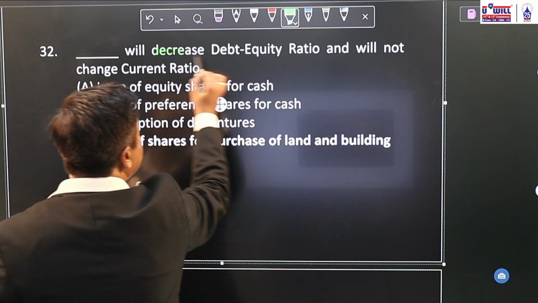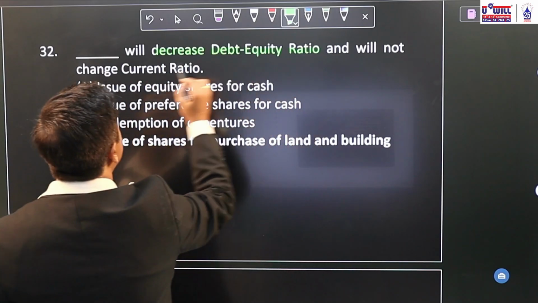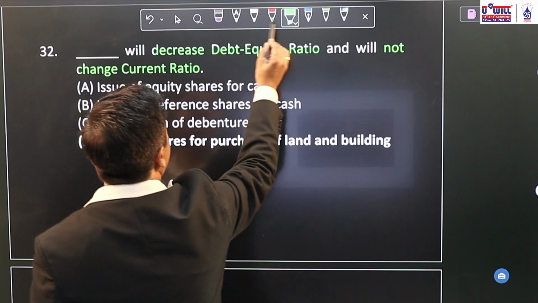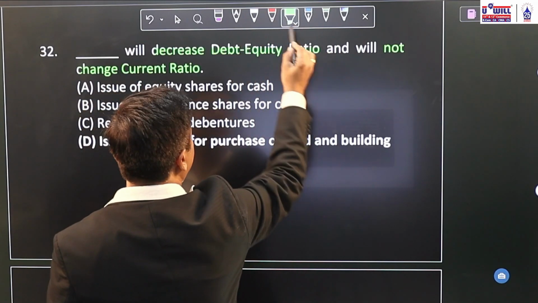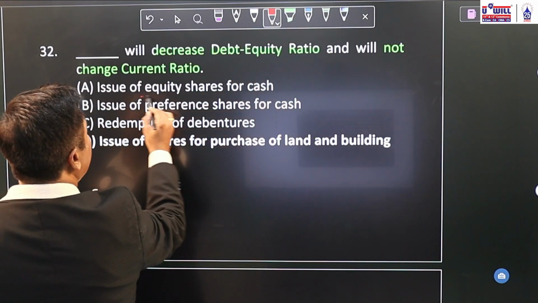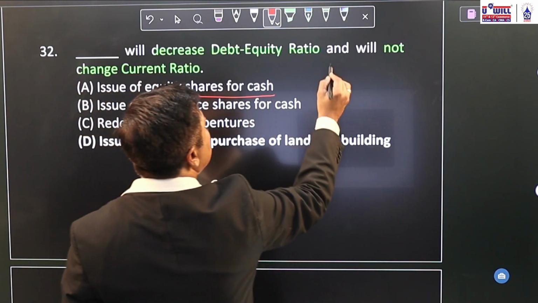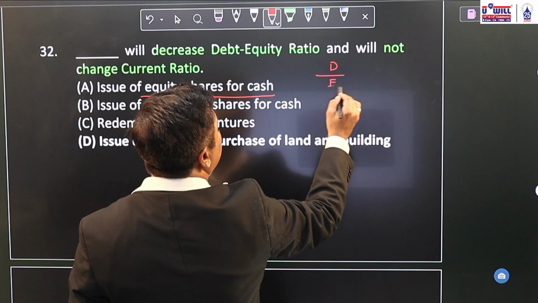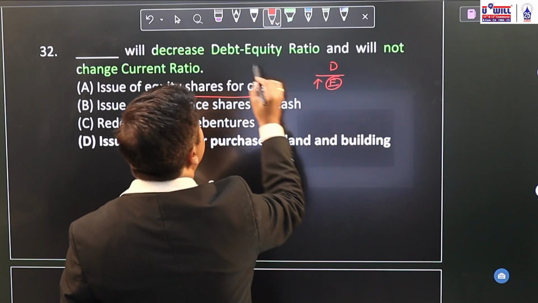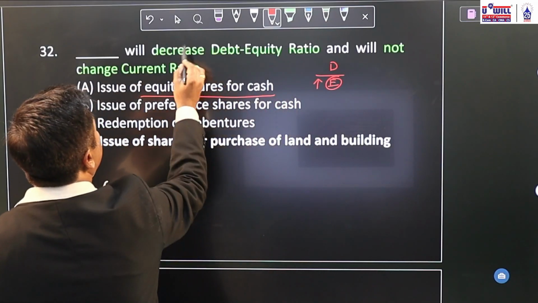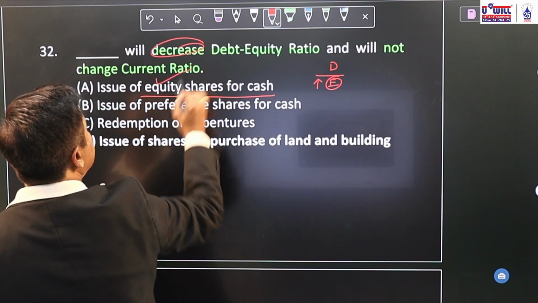Dash will decrease the debt equity ratio and will not change the current ratio. Okay. Let's read one by one all of them. Issue of equity shares for cash. Now issue of equity shares means debt upon equity. Equity will increase, so debt equity ratio will decrease. We are asked which one will decrease the debt equity ratio, yes.